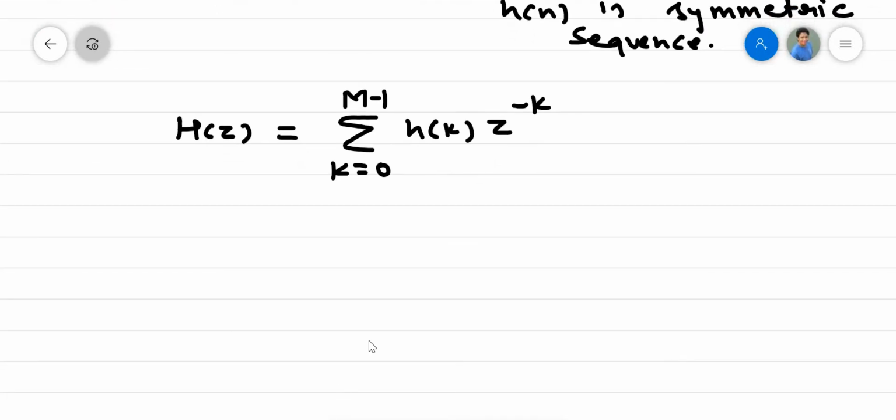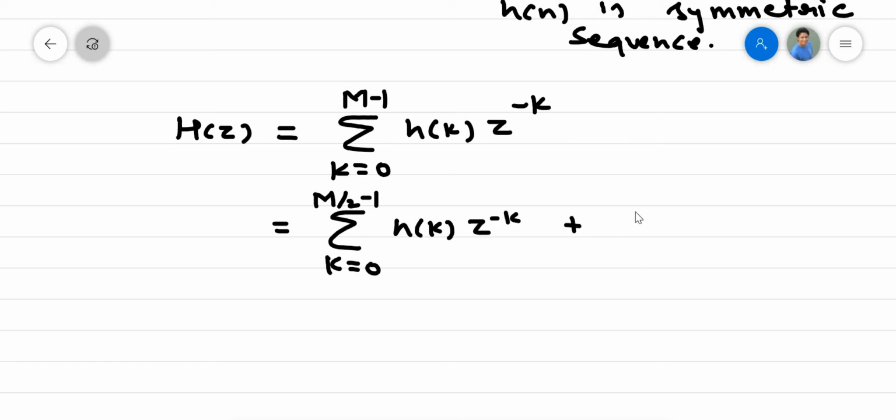Now again, as we know, we have to divide this sequence into two parts. So as M is even, so M minus 1 is odd, so it will be k equals 0 to M by 2 minus 1 h(k) z to the power minus k plus summation k equals M by 2, because M is even sequence, to M minus 1 h(k) z to the power minus k.